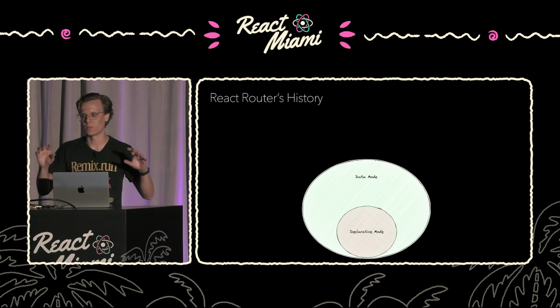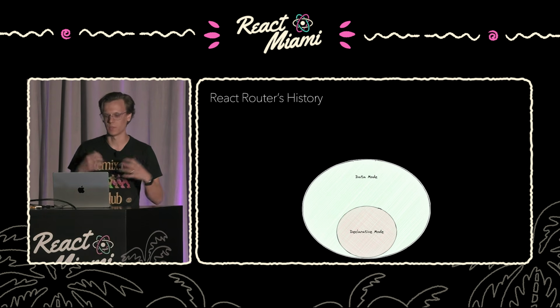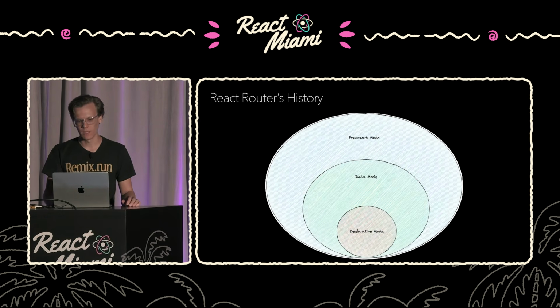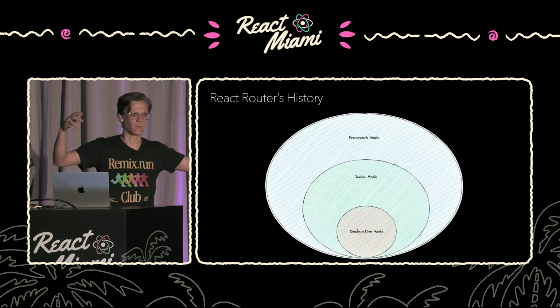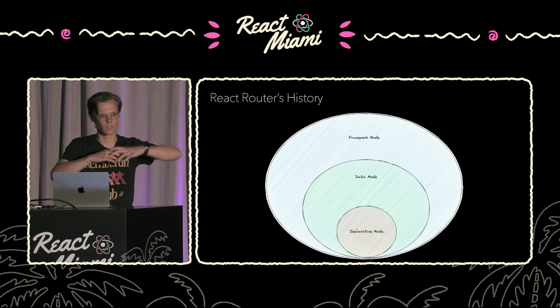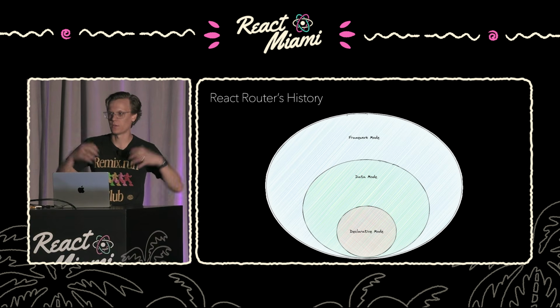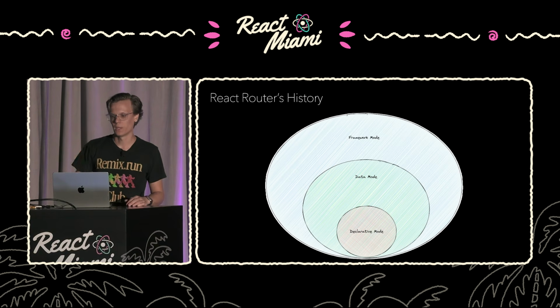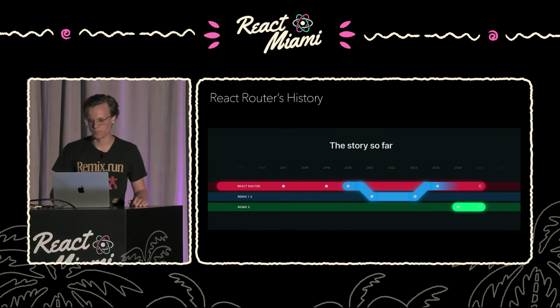So lots of people use data mode to build their own frameworks in-house to do server-side rendering and all this kind of stuff. And so the framework mode is really just a Vite plugin on top of data mode. So these concentric circles build on top of each other, and this is exactly how we build framework mode. And so that's kind of why we combined it all together.